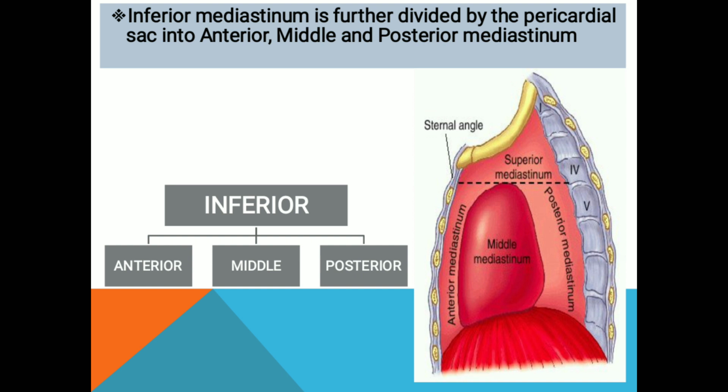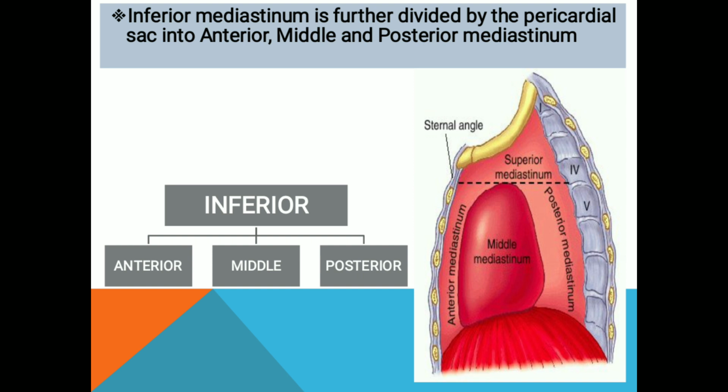This is a pericardial sac, meaning the heart is enclosed by a sac called the pericardial sac, into three more parts. They are called anterior, middle and posterior. So the inferior mediastinum is further divided into three parts: the anterior, middle and the posterior.